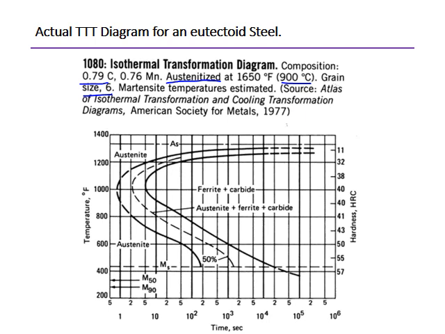So we can see that this is the limit between austenite and the pearlite, which in our exercise was 727 Celsius.